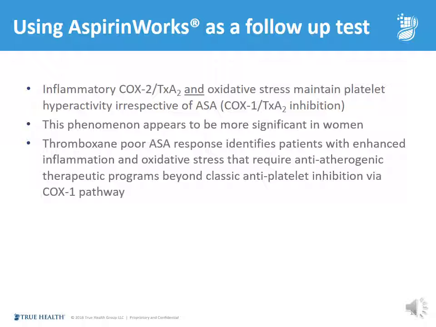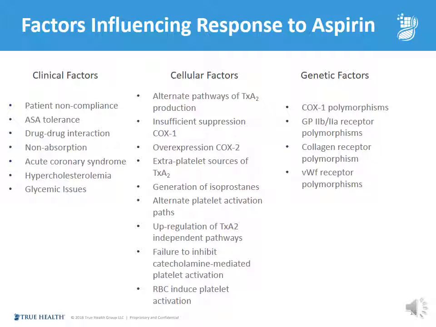Thromboxane-poor aspirin response identifies patients with enhanced inflammation and oxidative stress that require anti-atherogenic therapeutic programs beyond aspirin inhibition of the COX-1 pathway. And what that additional therapy is depends on what else is going on. If it's an autoimmune inflammatory disease, you might address that. If it's inflammation associated with diabetes or insulin resistance, that could be addressed. If it's oxidative stress, that can be addressed through nutrition and other therapies.